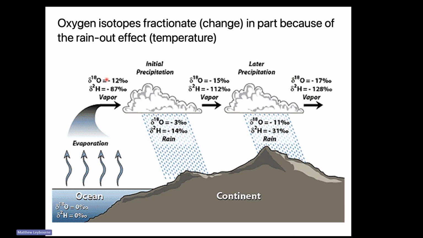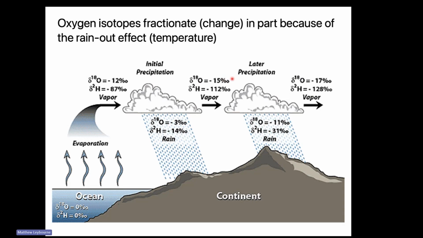Now, when we condense that to form clouds, and then the clouds rain, it's easier for the heavy oxygen, oxygen-18, to form bonds with hydrogen. And so the rain will be relatively heavier in terms of isotopes. We started with water vapor at minus 12 per mil, and the rain will have a value of minus 3 per mil because it's taking out the heavier isotopes. So it's becoming more positive. The result of that is that the remaining water vapor after we've had a rainfall event becomes even lighter because we've preferentially taken out the heavy isotopes.